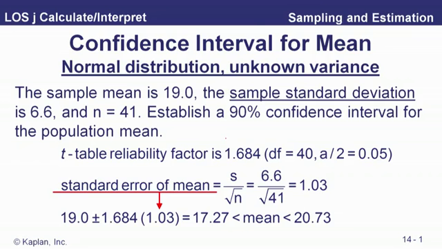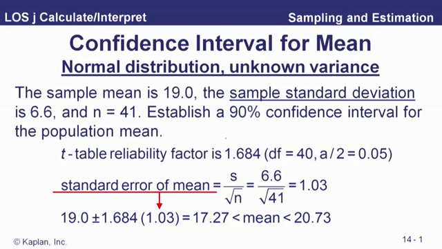Our degrees of freedom are just 41 minus 1, sample size minus 1. Alpha over 2 is how much probability is in each tail outside the confidence interval. We want a 90% confidence interval. That puts 5% in each tail, the negative tail and the positive tail. So the standard error of the mean, that's our 1.03. We divided our sample standard deviation by the square root of the sample size. And now we've got our confidence interval for the mean based on a t-distribution.